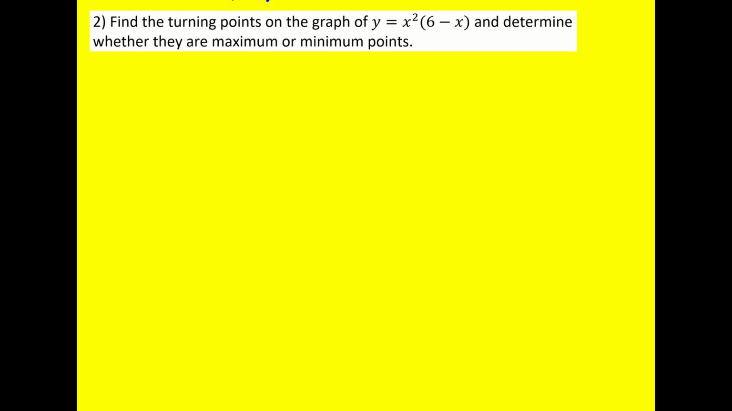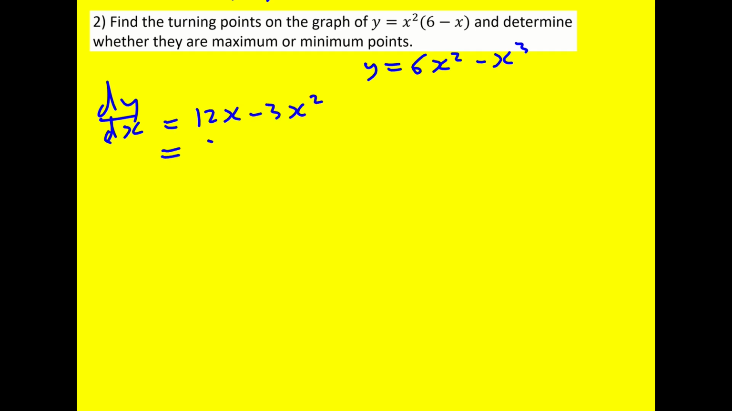Here's a second question on finding and classifying turning points. Give this one a go now. Okay, first things first, write it as y is equal to 6x squared minus x cubed, because now it's all with powers and we know how to differentiate this, because that's going to be our next point. Find dy by dx, 12x minus 3x squared. And now set it equal to 0 for the turning points.